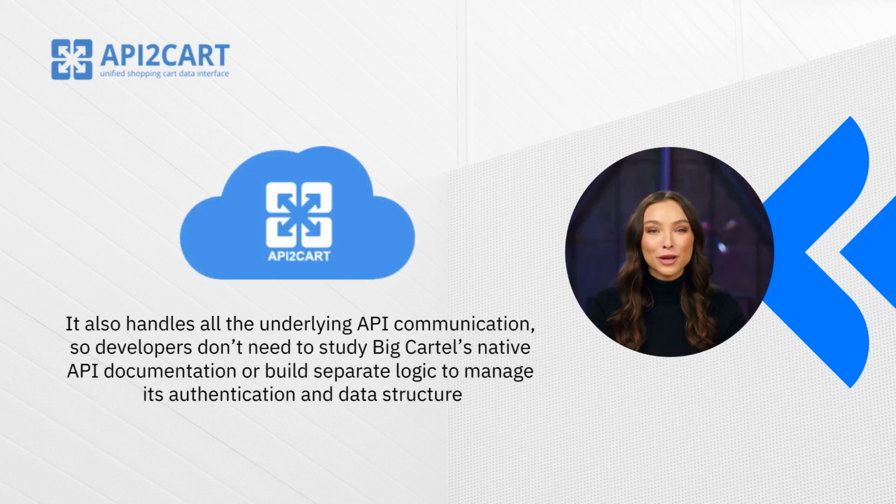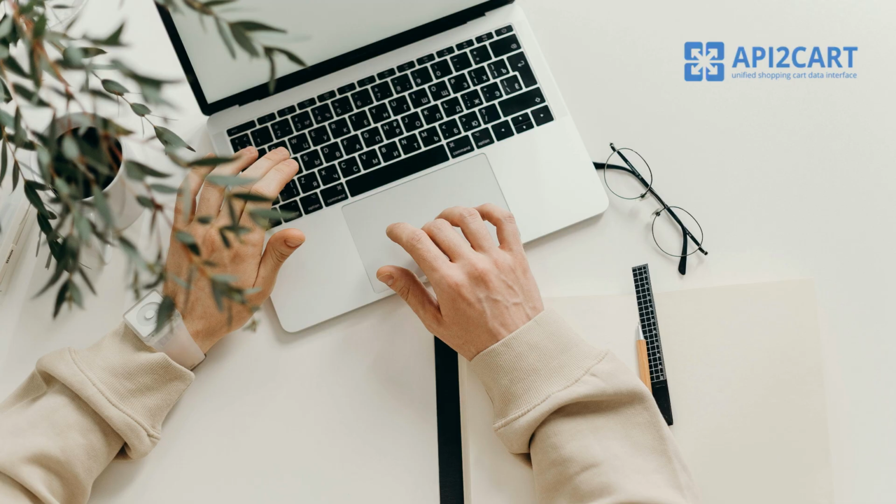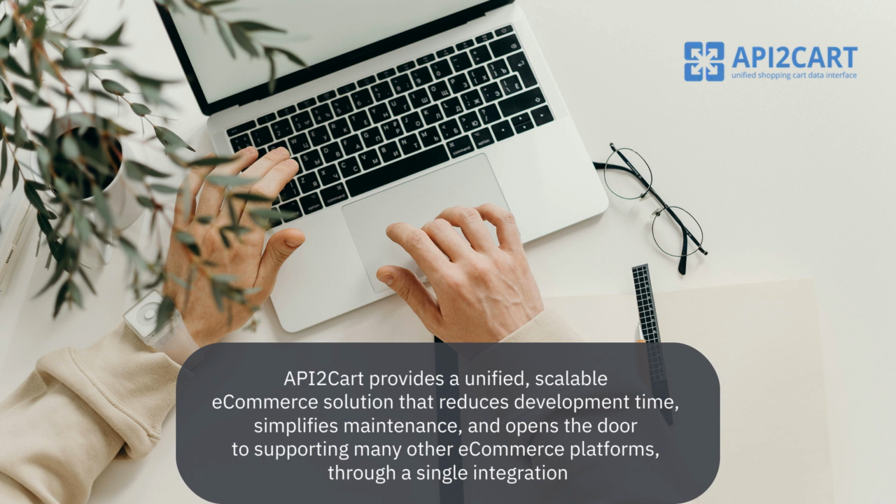It also handles all the underlying API communication, so developers don't need to study Big Cartel's native API documentation or build separate logic to manage its authentication and data structures. API 2 Cart provides a unified, scalable e-commerce solution that reduces development time, simplifies maintenance, and opens the door to supporting many other e-commerce platforms through a single integration.